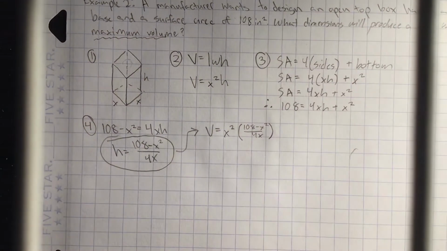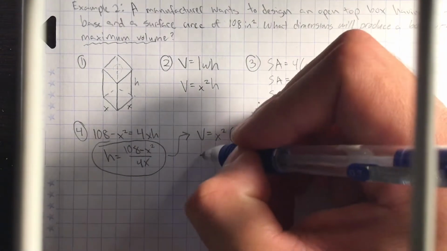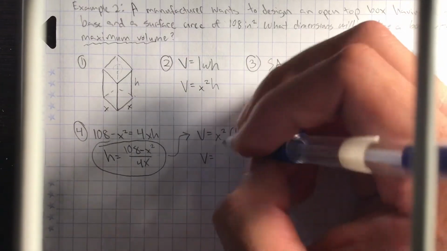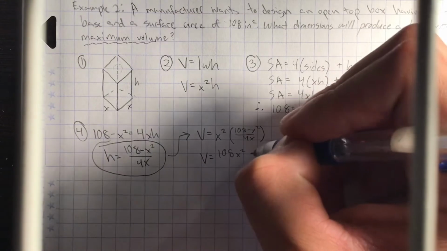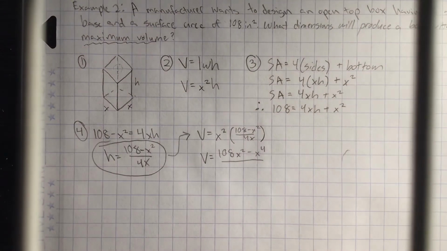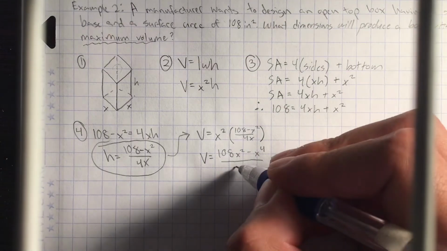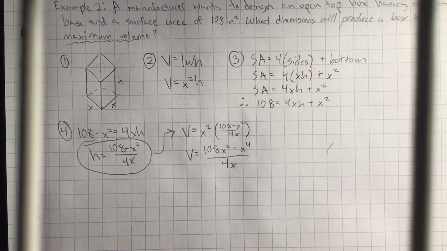So we just plugged it in, and then we can simplify this by combining the x squared in the front, so that volume equals 108 x squared minus x to the 4th power over 4x. So we just took that x squared and just distributed it. And now we can divide.